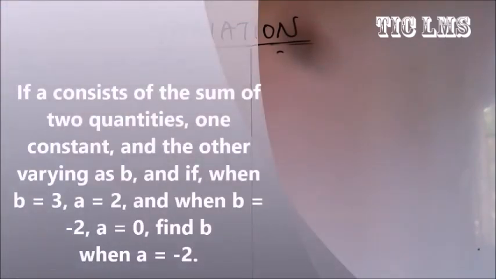All right, so let's look at this question. If A consists of the sum of two quantities, one is a constant and the other varying as B, and if when B equal to 3, A equals to 2, and when B equal to minus 2, A equal to 0, find B when A equal to minus 2.